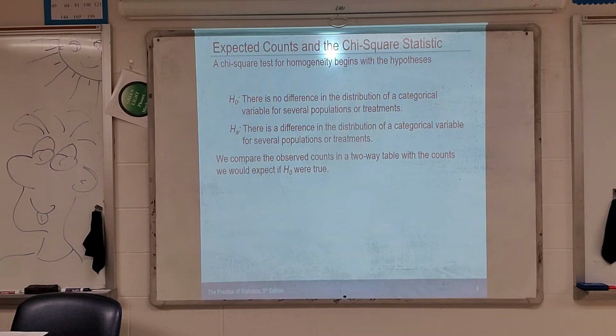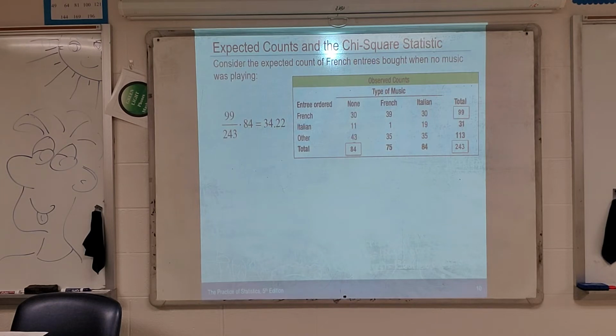So, and then there is a difference. You're just changing a couple words. We compare the observed counts in a two-way table with the counts we would expect if the null were true. So that's where expected counts come into play. So consider the expected count of French entrees bought when no music was playing.